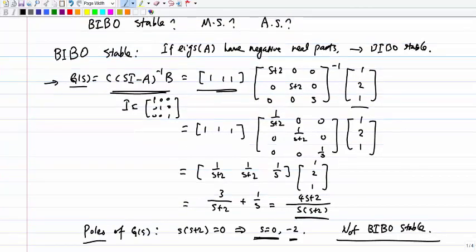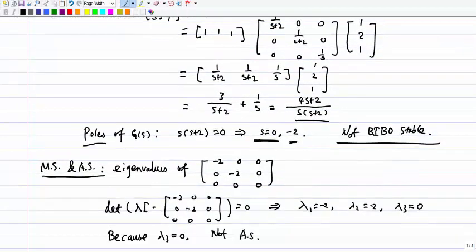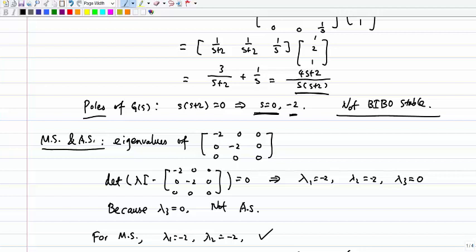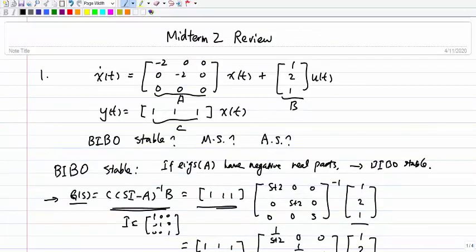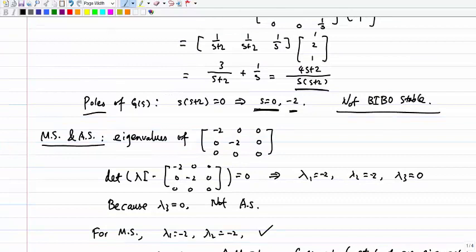Okay, so for marginal stability and asymptotic stability, we just need to check the eigenvalues of A. Asymptotic stability says the linear time invariant system is asymptotically stable if the eigenvalues of A, which is here, have negative real parts. If that's the case, it's asymptotically stable. Otherwise, not. If you check the eigenvalues of this A, because this is a diagonal matrix, the eigenvalues are just negative 2 and 0. Apparently, one of the eigenvalues is 0 and does not have negative real parts, so it's not asymptotically stable.